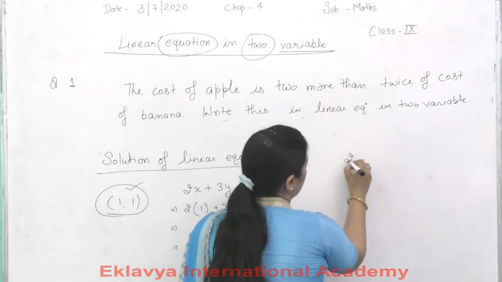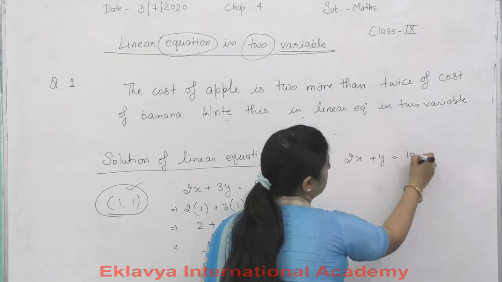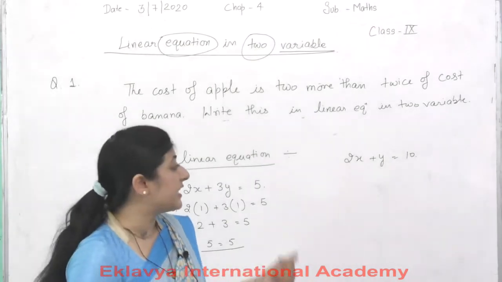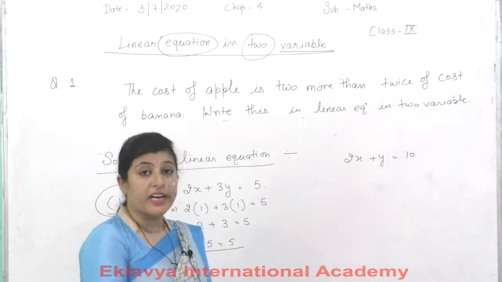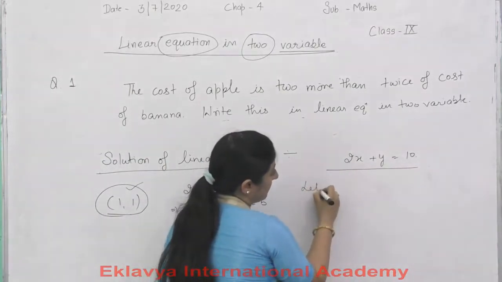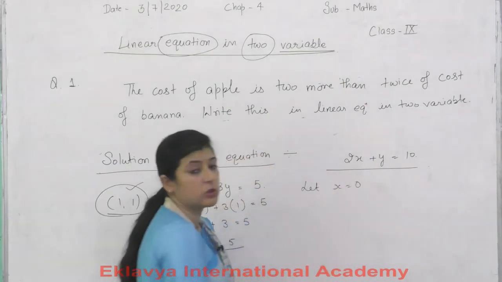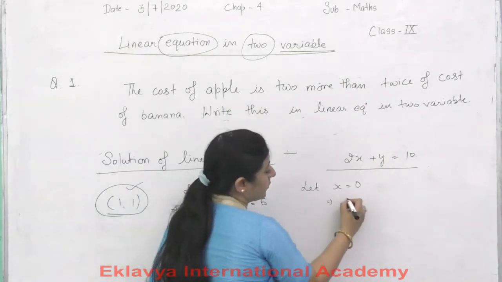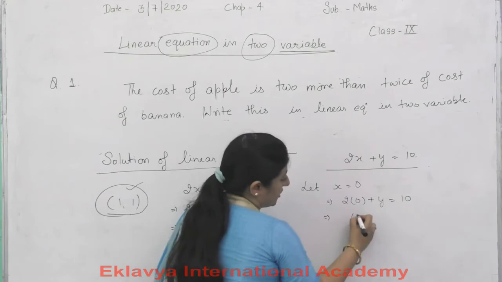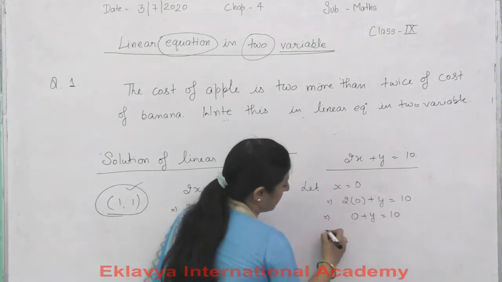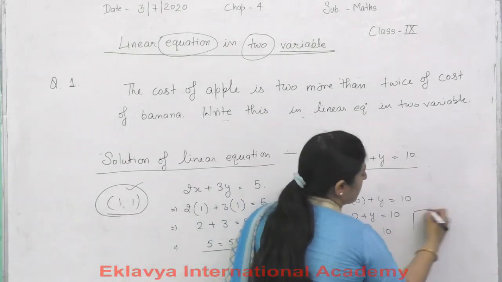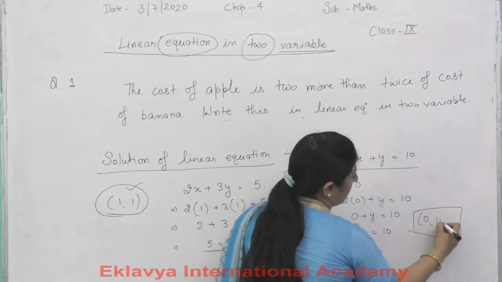Suppose I write 2x plus y is equal to 10. Now my question is, find 4 solutions for this linear equation in 2 variables. Then how to find the solutions? We'll start. Let x is equal to 0. Put this value in. 2 multiplied by 0 plus y is equal to 10. 0 plus y is equal to 10. Y is equal to 10. It means our first solution is 0, 10.